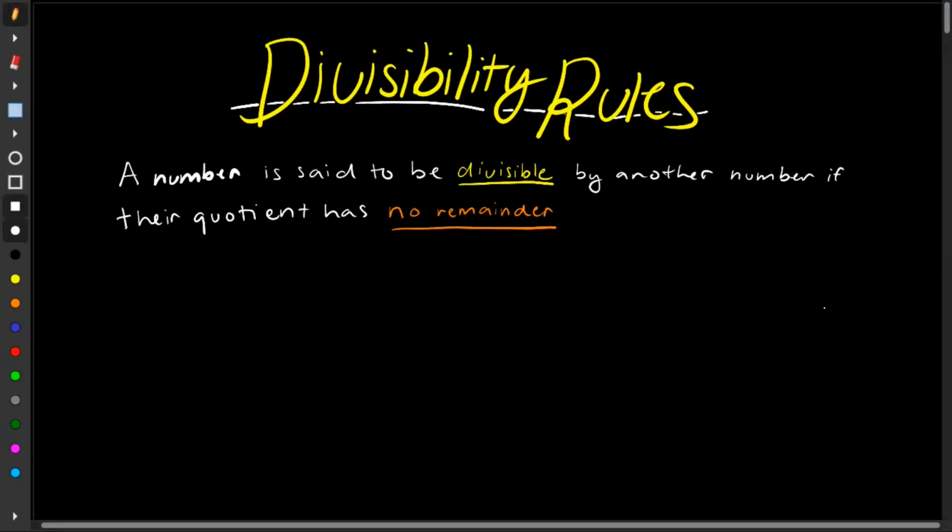So for this video, we'll be talking about basic divisibility rules, specifically from 1 to 11. So first, let's define what divisibility is. A number is said to be divisible by another number if their quotient has no remainder.